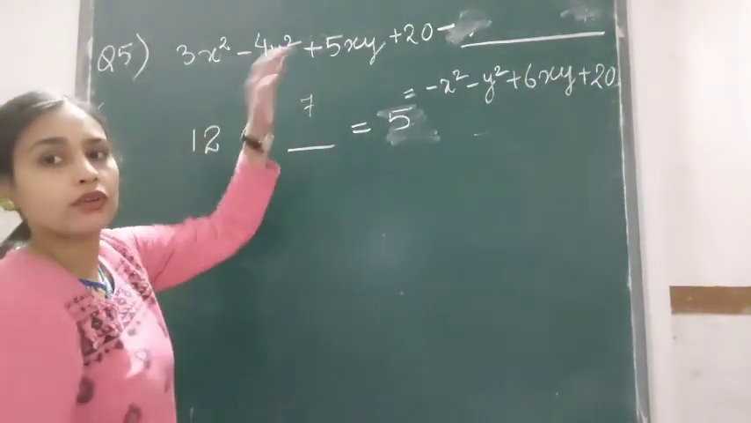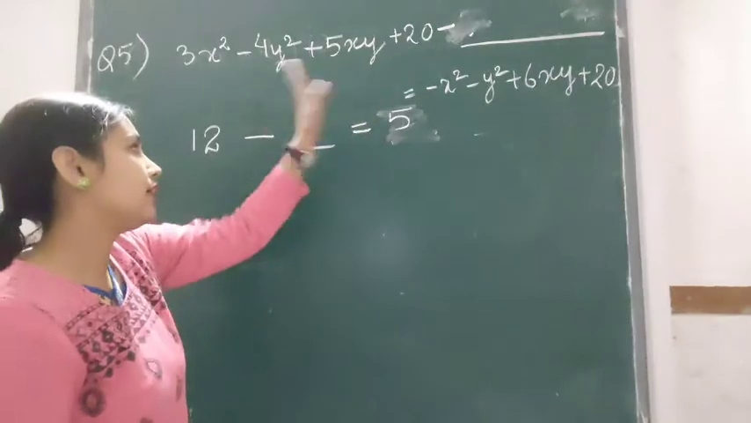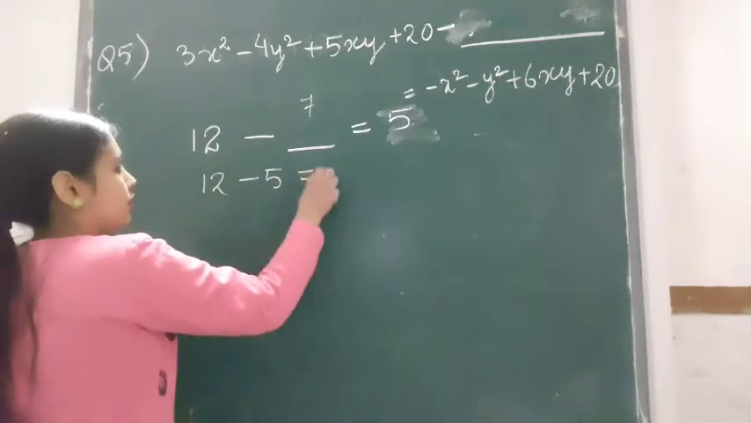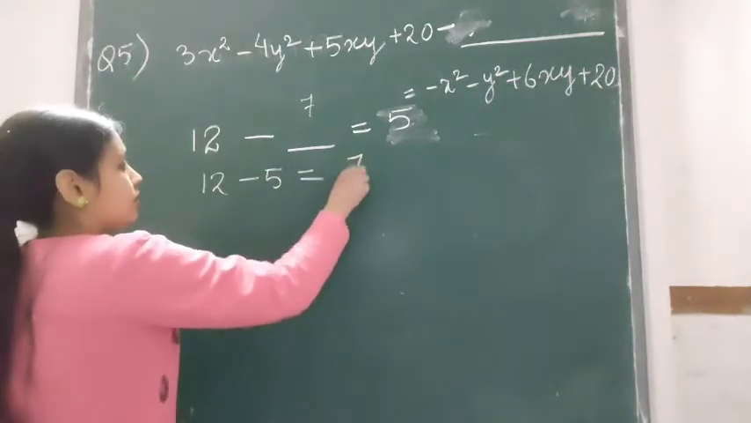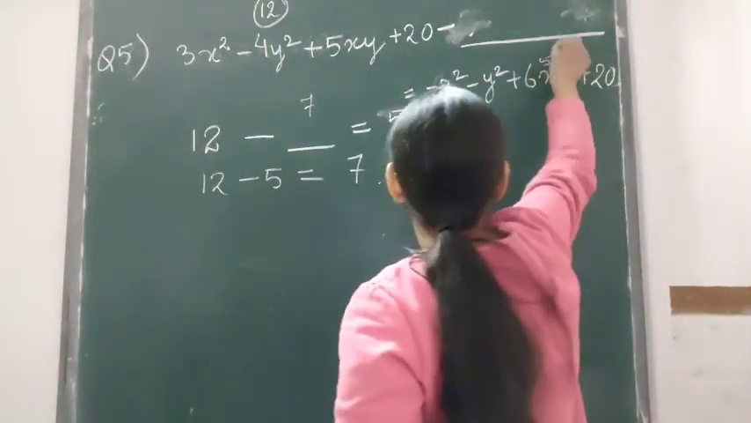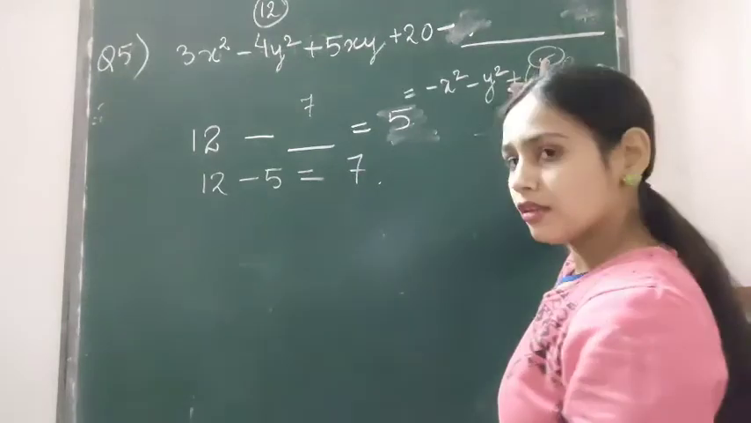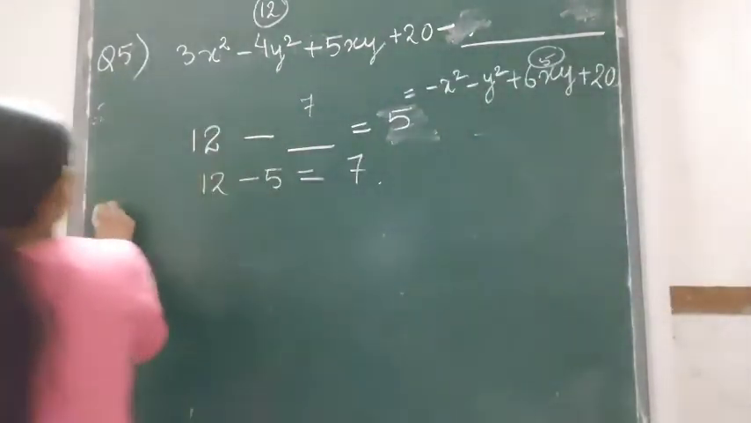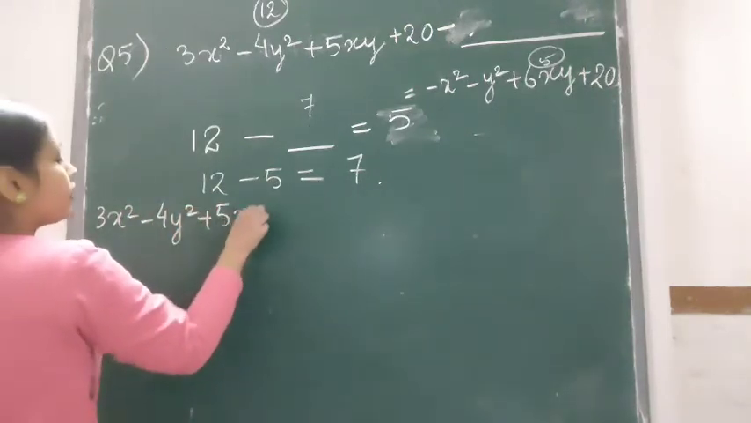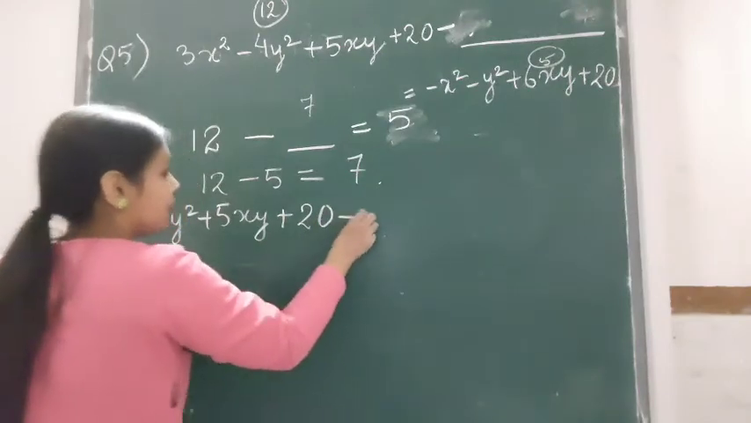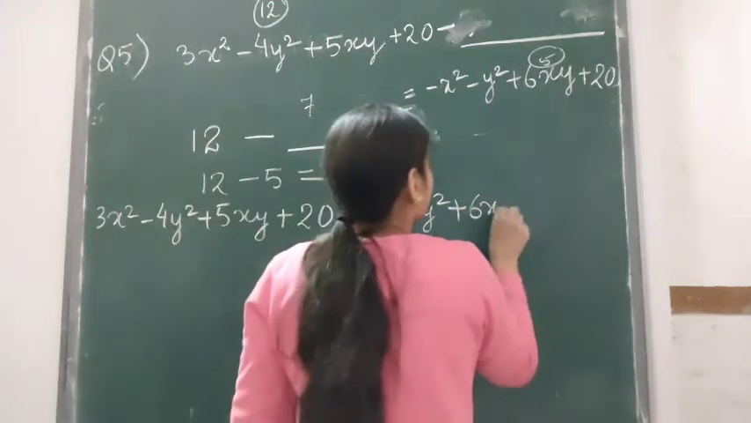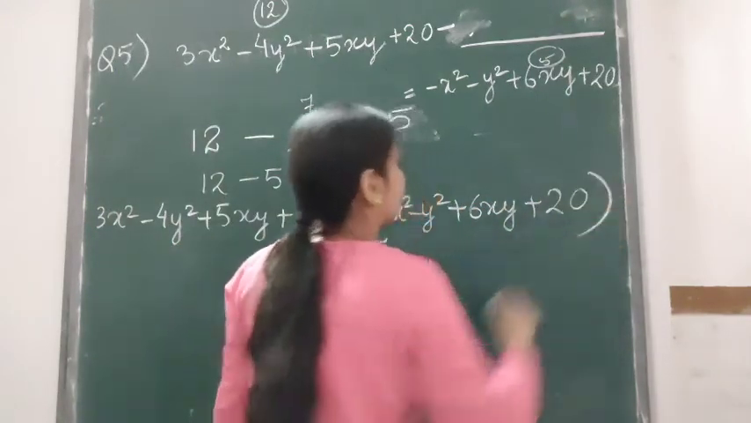We will transpose. Okay, 5 comes this side, 7 goes that side. 7 becomes plus, 5 becomes minus. So 12 minus 5 is equal to 7. That means this is 12 and this is 5. So we subtract 12 minus 5. That means we subtract 3x square minus 4y square plus 5xy plus 20 minus x square minus y square plus 6xy plus 20.